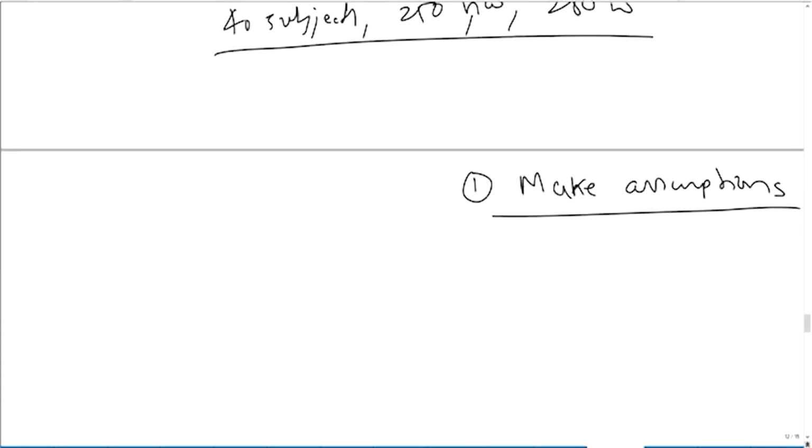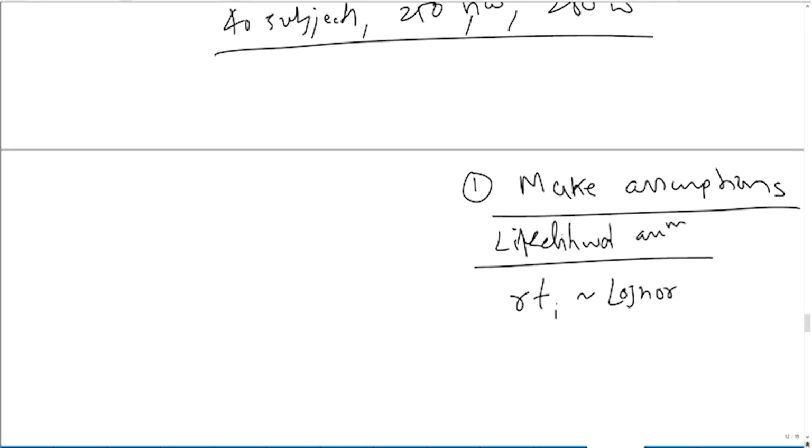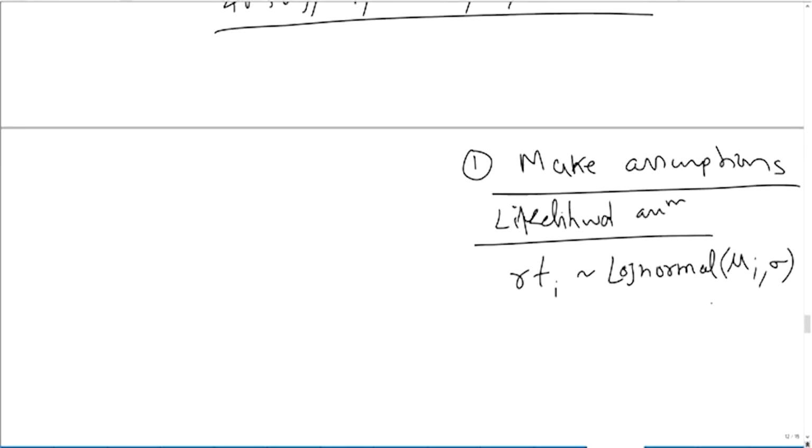What kind of assumptions do you need? Likelihood assumption and the prior assumption in the Bayesian modeling framework. What would be your likelihood assumption? I'm not going to go into the reasoning of this, but this is what we have been assuming for this kind of data: that the recognition time for the ith string comes from a log normal distribution with mean mu i and standard deviation parameter sigma, where mu i itself could be a function of some other predictors in the model.